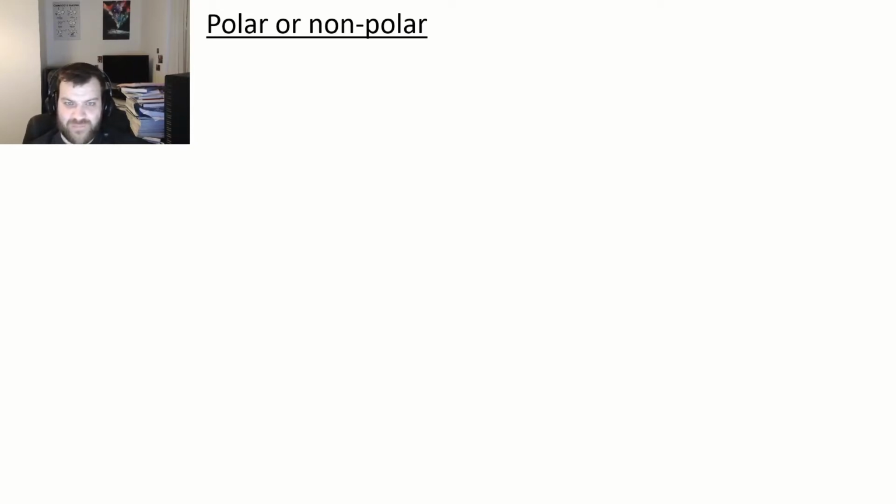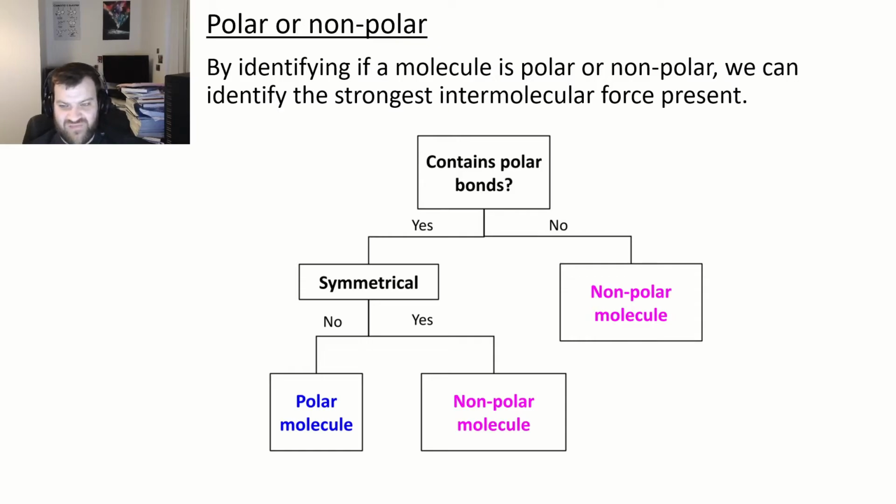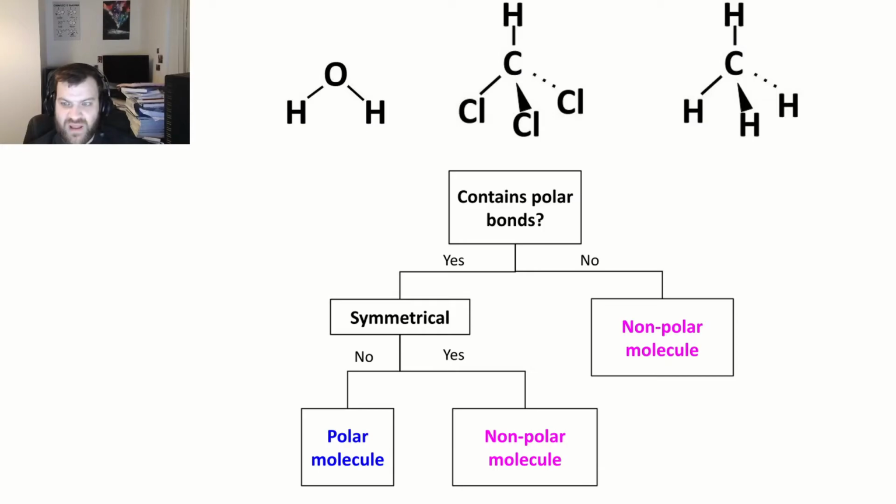If we can work out if a particular molecule is polar or nonpolar, we can determine the intermolecular forces present within it. We first want to look at if a chemical contains polar bonds or not, and then we're going to look at symmetry to tell us if it's a polar or non-polar molecule. We first look at something like water. Water has a difference in electronegativity between its two elements, therefore it contains polar bonds. We do not have a symmetrical shape, therefore we are going to have a polar molecule.